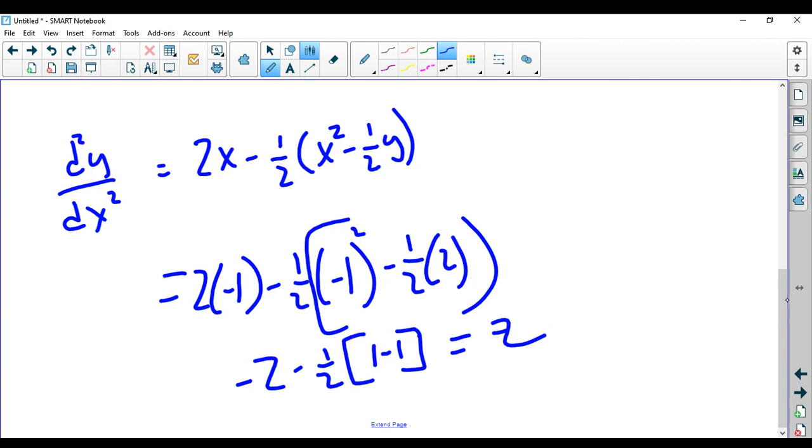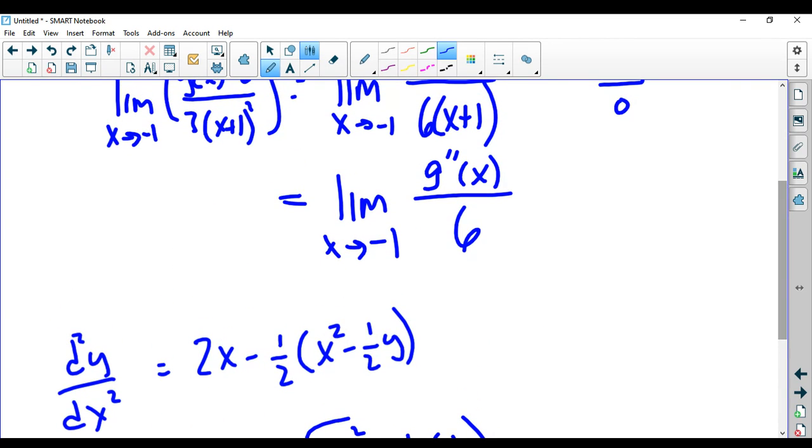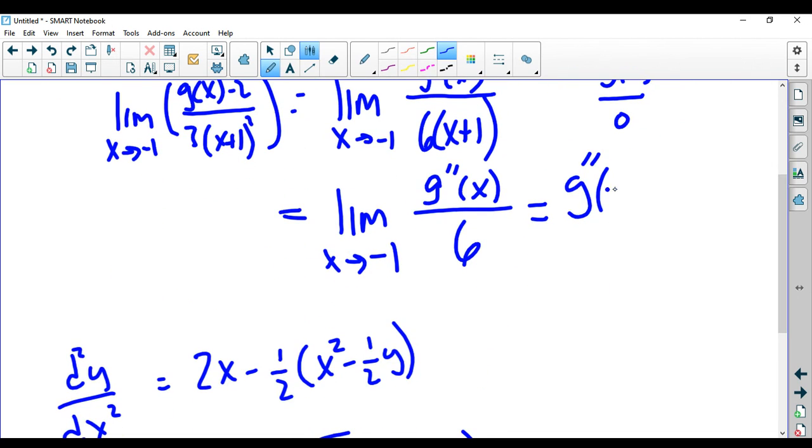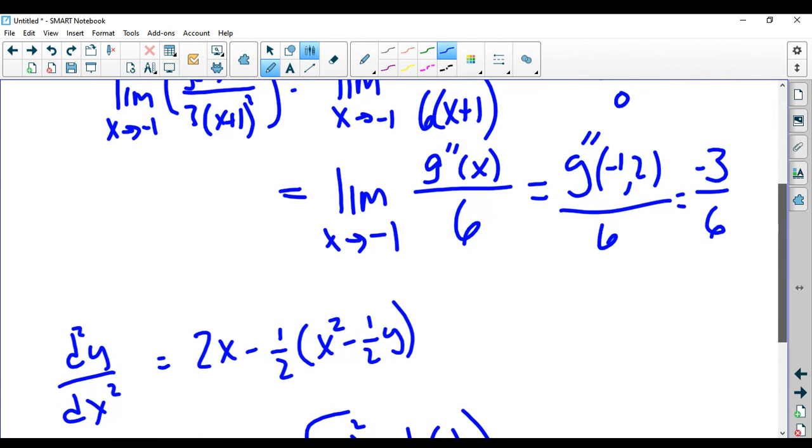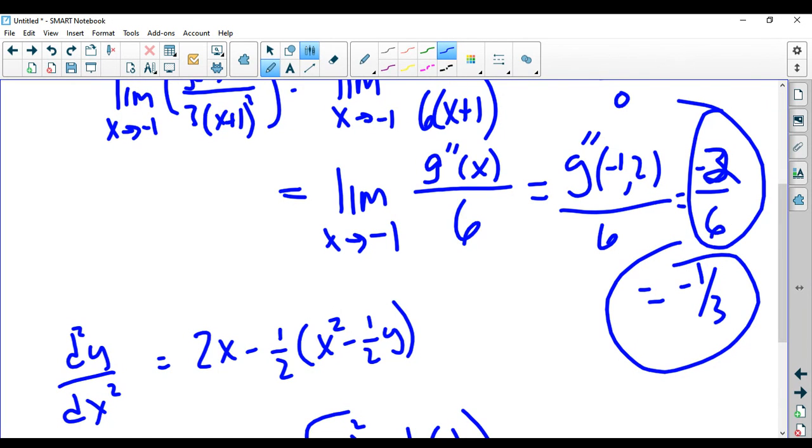So, scroll back up here. Because direct substitution is going to work, I can say this is the derivative at negative 1 comma 2 over 6, which we just said was negative 2. So negative 1/3. Or just leave it as negative 2 over 6. I would probably recommend that anyhow, but that's it.